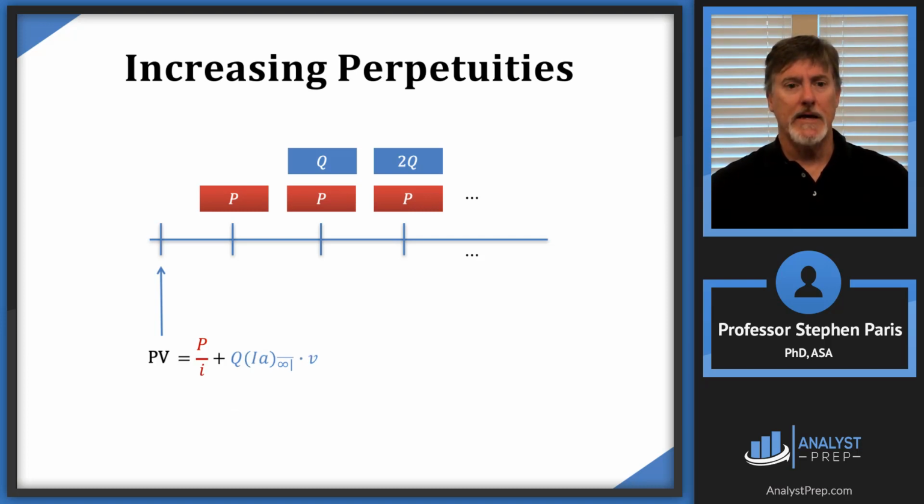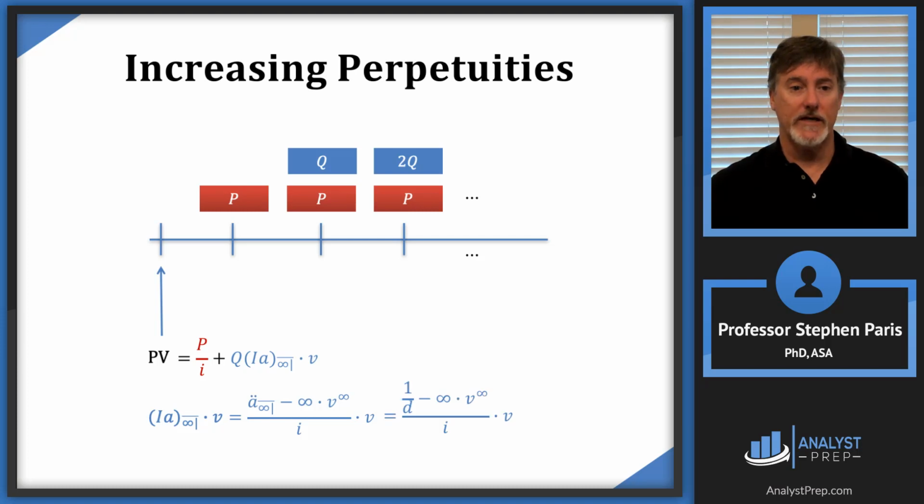Now what about the second term in the expression in blue? Let's look at the capital IA angle infinity times v part. Well, first let's look at the capital IA angle infinity closed-form formula. That would be an a double dot angle infinity minus infinity times v to the infinity, using infinity for n, all divided by i. And then of course I'm multiplying by that v on the end because I have that extra factor of v. The a double dot angle infinity, the first term in the numerator there, would be 1 over d.